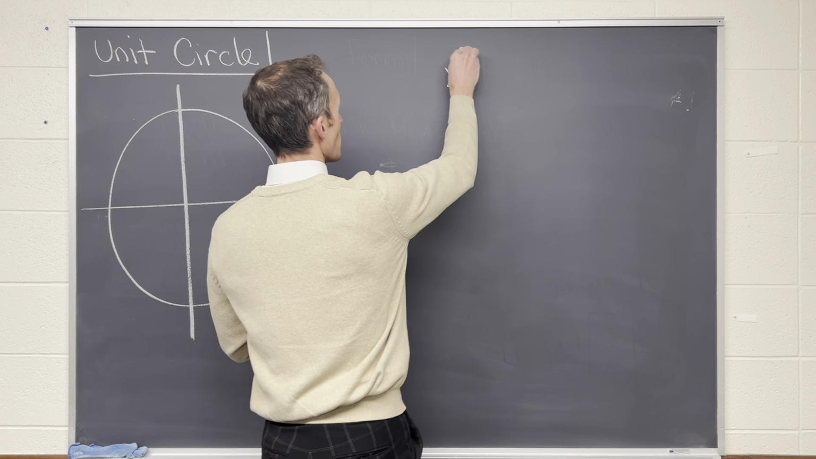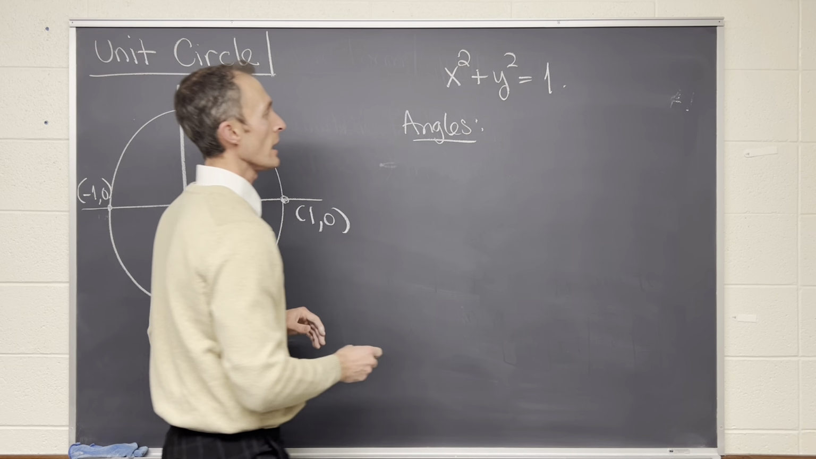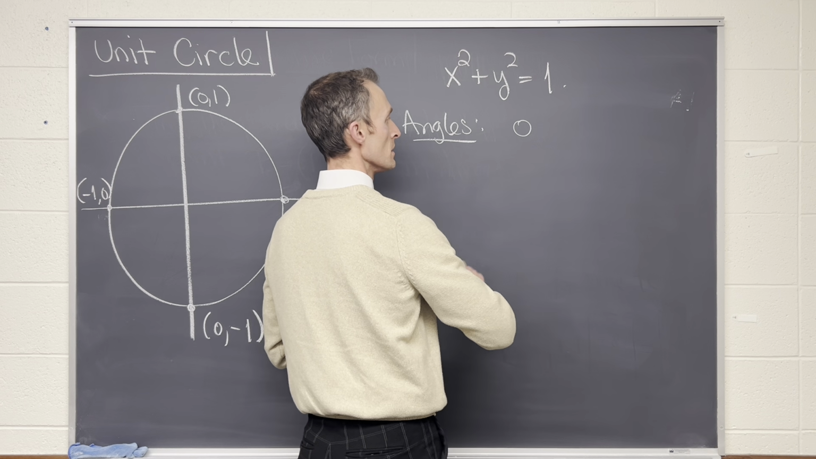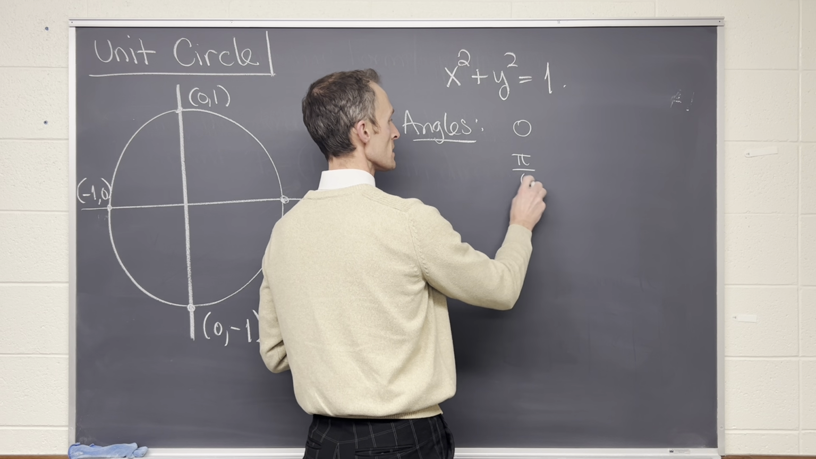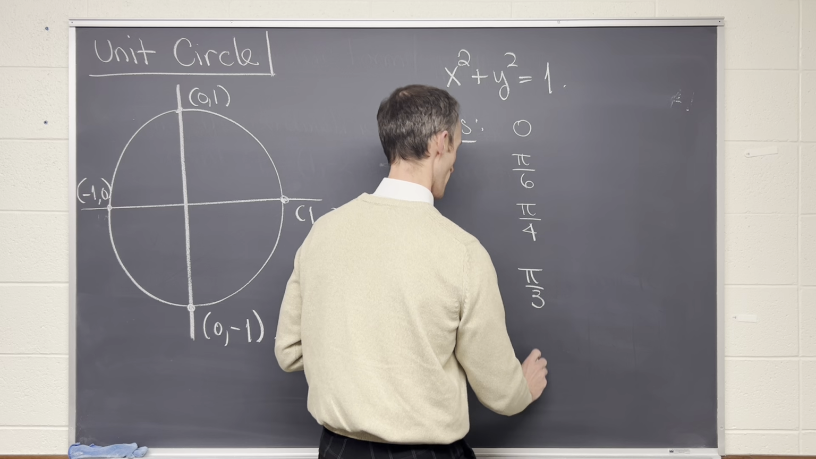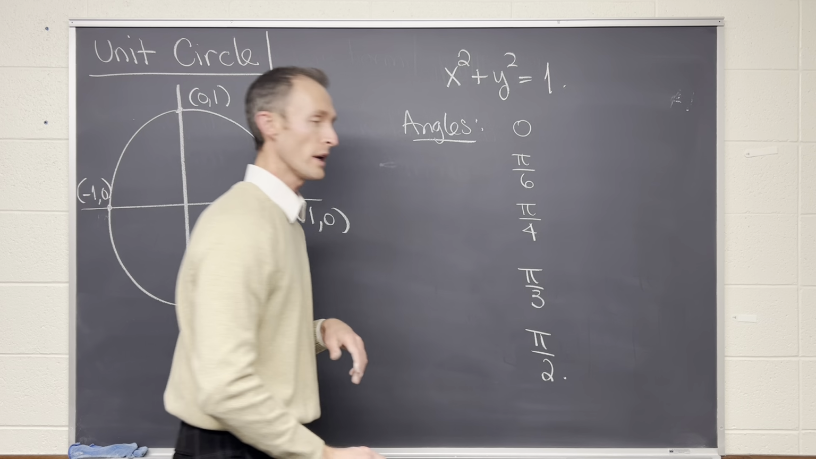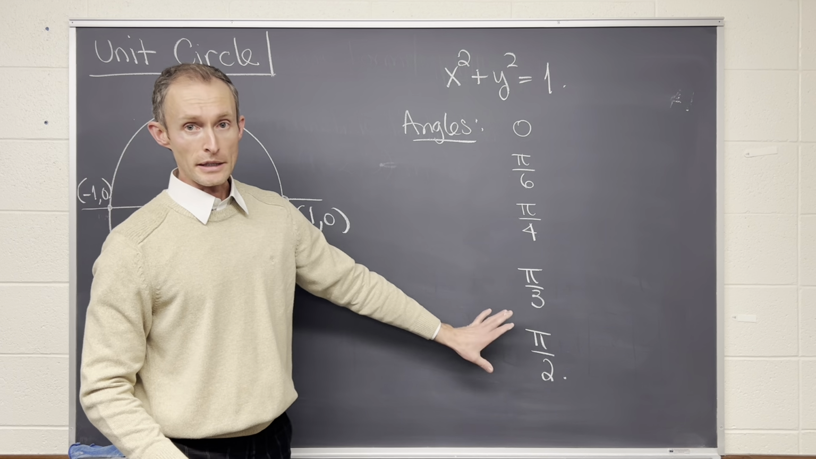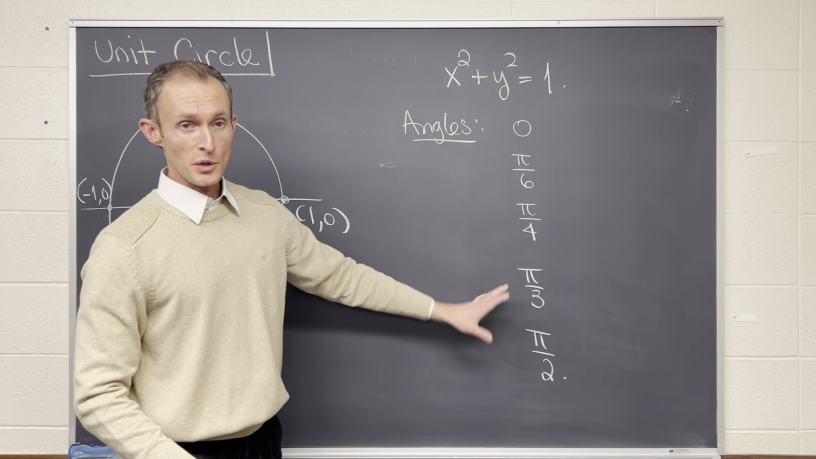So the angles that we need to know, the angles in radians. I'm not going to do degrees, but in radians. The angles are going to be 0. I need to know pi over 6, pi over 4, pi over 3, and pi over 2. That's what they are in radians. So what are they in degrees? Well, 0 degrees, 30 degrees, 45 degrees, 60 degrees, and 90 degrees.